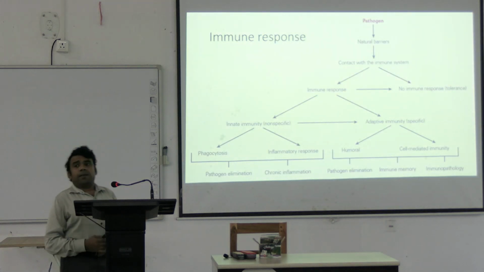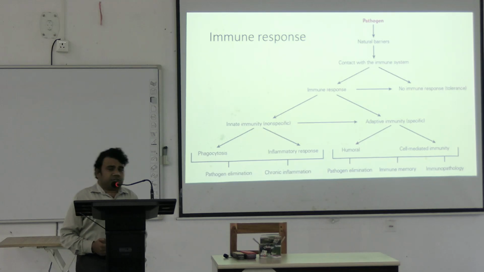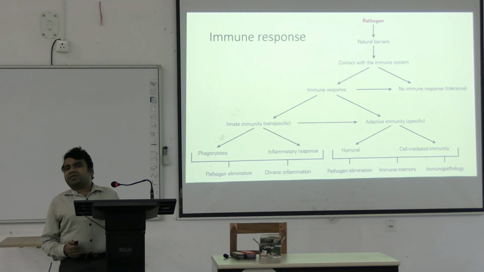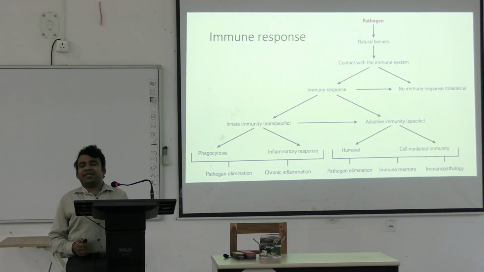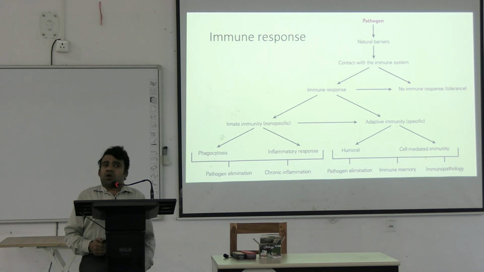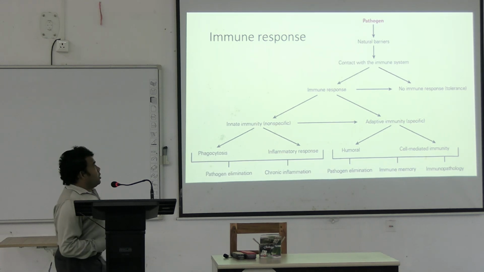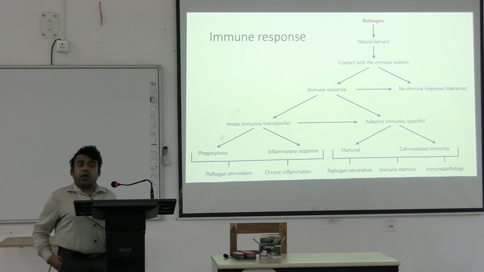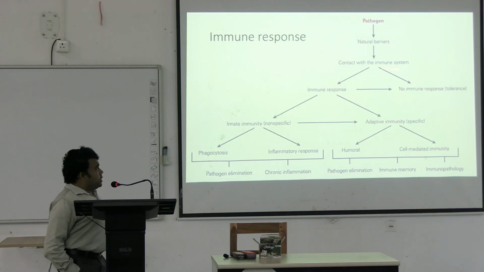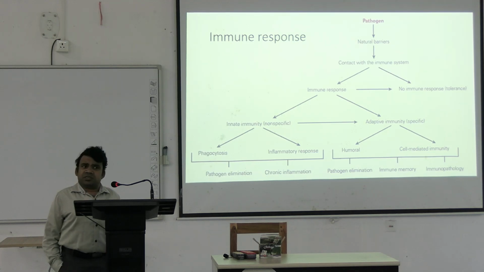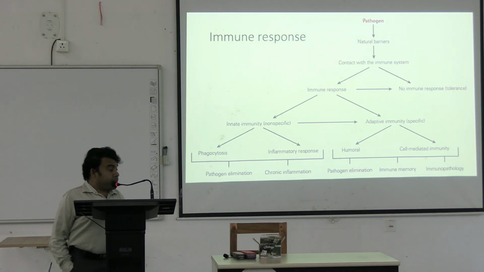Moving on, now let us look at the immune response. What happens after a body gets exposed to any kind of pathogen? Whatever that outcome is, we call it an immune response. So, suppose there is a pathogen which is able to break through the natural barriers of the human body, then it comes in contact with the immune system. That is predominantly through the lymph and the blood.